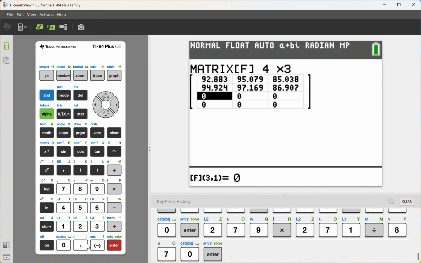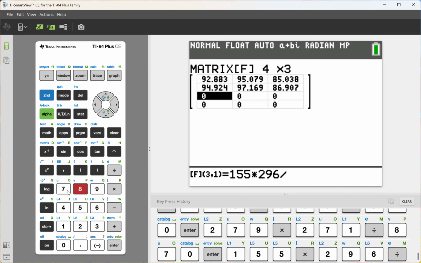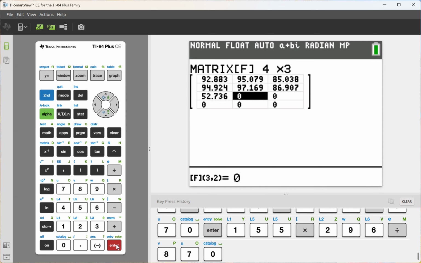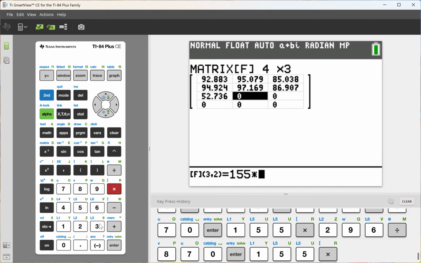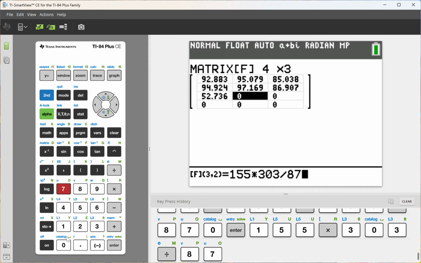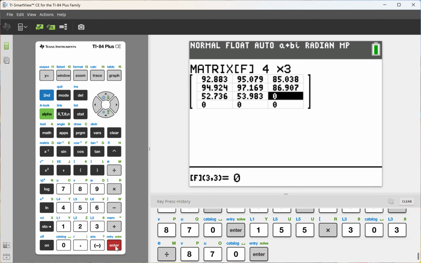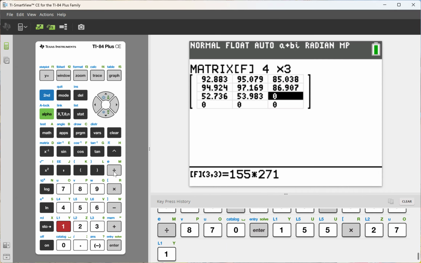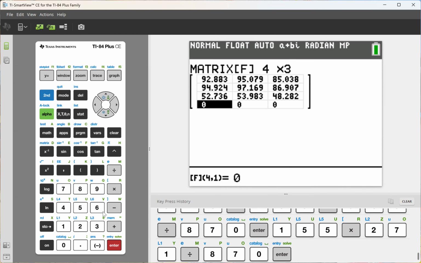The third row total was 155 times that column total was 296 divided by the total, 870. That row total was 155. The column total for the second column was 303 divided by 870. The next one, we had a row total again of 155. The column total was 271. The total was 870. The hardest part of these problems is just entering all this information.